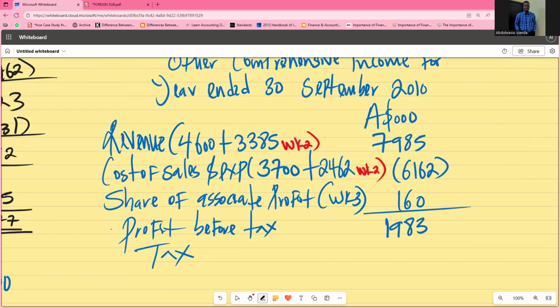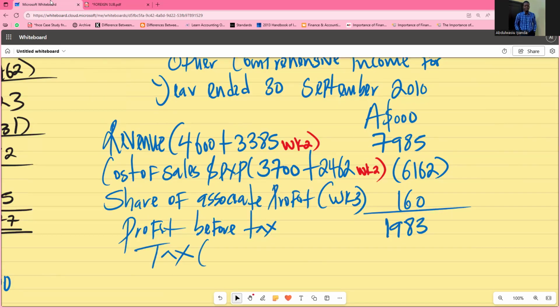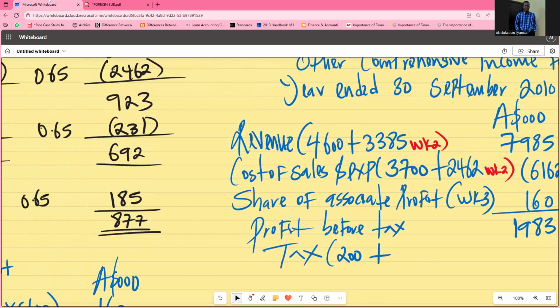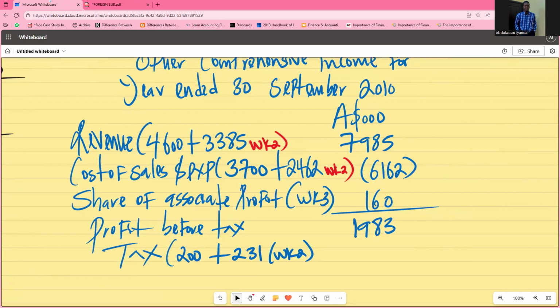Then we have the tax. We go back. The tax of the parent is 200. So what is the tax that is in your working two? That's 231. I can see that 231 in working two. So this one is simple for my brain. That should be 431.